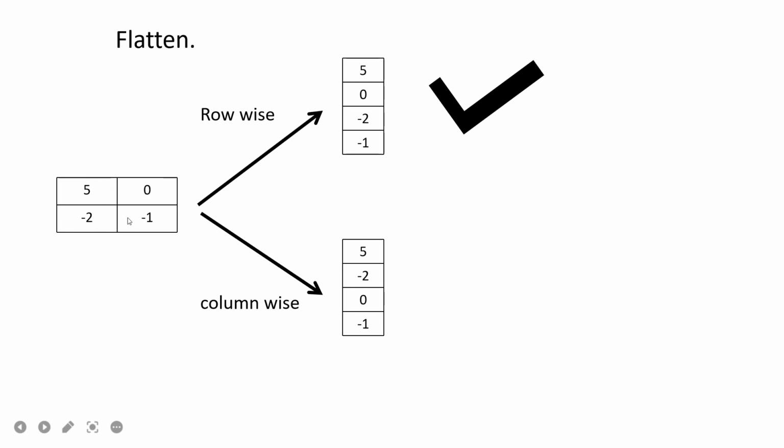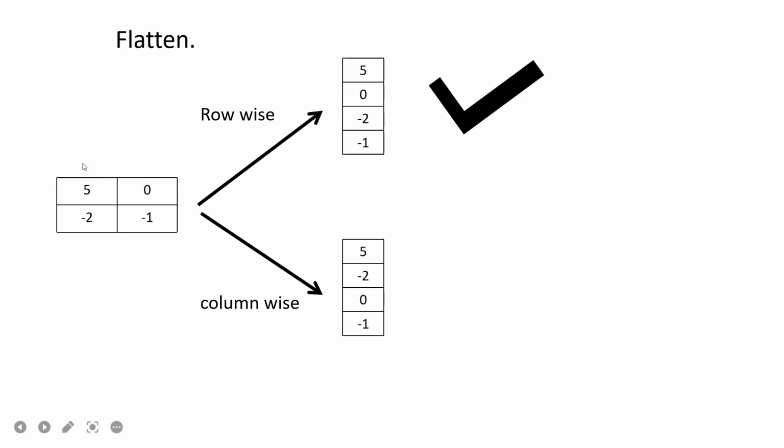So what happens is you can do it either row wise or column wise. Row wise means you take the first row, and then after the last element of the first row you append the second row. So 5 0 minus 2 minus 1. So I took this row wise: first row, then second row.